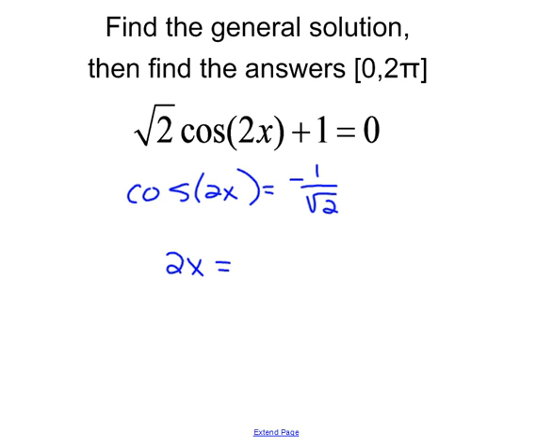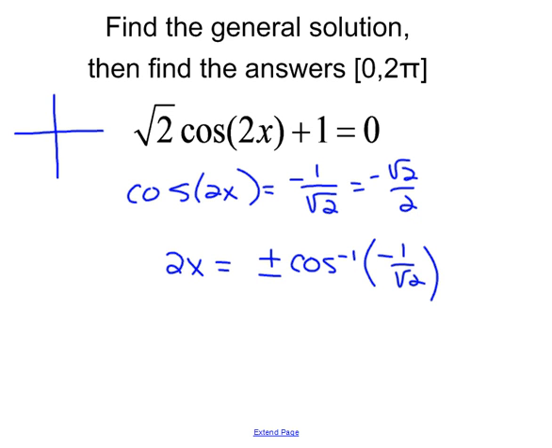When we get 2x is, in this case, with cosine, it's plus and minus cosine inverse of -1 over root 2. Or you could also say this is negative root 2 over 2, depending on which method you like. So where is inverse cosine of -1 over root 2? It's going to be over here, and that's a 45-degree reference, which makes this 3 pi over 4. So that's my positive. And then the other answer is negative 3 pi over 4, which is over here.